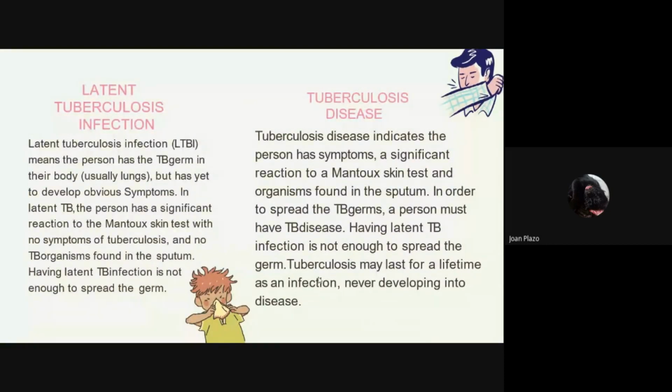So, yung latent naman ay difference between latent infection and tuberculosis disease. A person with disease ay wala siyang symptoms at may symptoms. That may include a bad cough that lasts 3 weeks or longer. Tuberculosis disease indicates the person has symptoms, a significant reaction to a mantoux skin test and organism found in the sputum. In order to spread the TB germs, a person must have tuberculosis disease. Having latent TB infection is not enough to spread the germ. Tuberculosis may last for a lifetime as an infection never developing into disease.